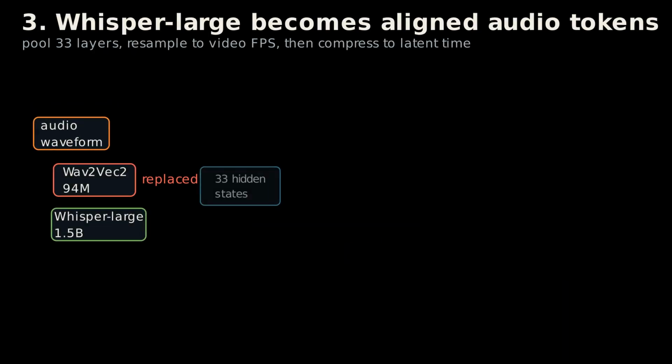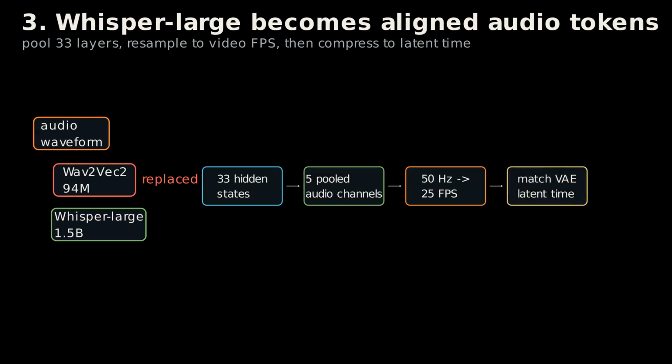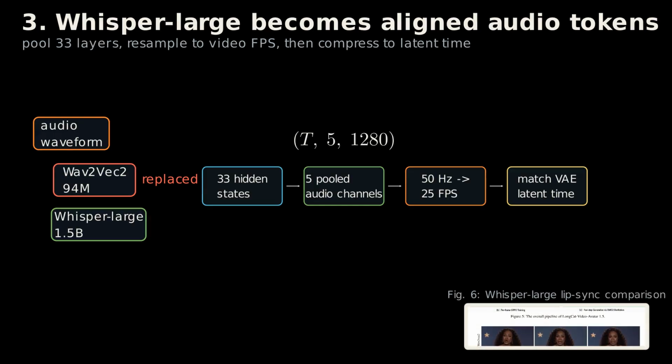The audio upgrade is also concrete. Version 1.5 replaces Wav2Vec2 with Whisper Large. Whisper gives 33 hidden states from multilingual speech. The paper pools them into 5 audio channels, resamples from 50 Hz to 25 frames per second, then compresses time again to match the VAE latent sequence. In plain terms, the speech signal is reshaped until every latent video chunk gets aligned audio evidence.